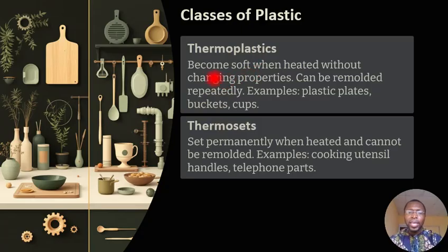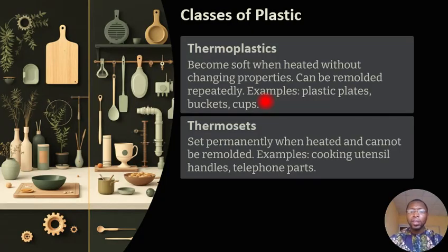Thermoplastics become soft when heated without changing their properties. So when you want to identify a thermoplastic, you subject it to heat, then it gets softened, and it will not change any of the properties that it possesses. Again, one characteristic of thermoplastic is that it can be remolded repeatedly without getting deformed. Examples of thermoplastic are plastic plates, buckets, cups, and so on and so forth.